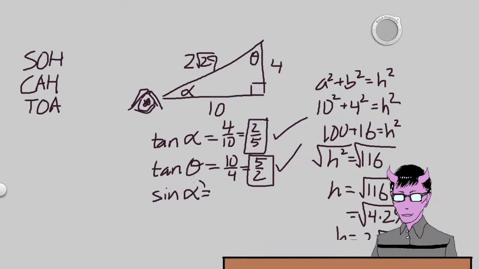And now we can finally apply the sine function to the alpha angle. Again, sine is going to be the ratio of opposite over hypotenuse. So opposite over hypotenuse, from our perspective, is 4 over 2 root 29.